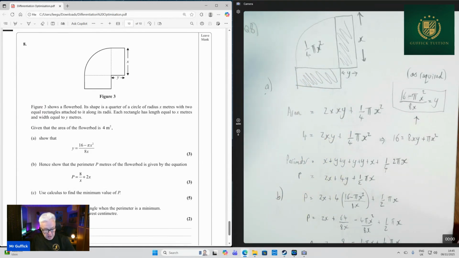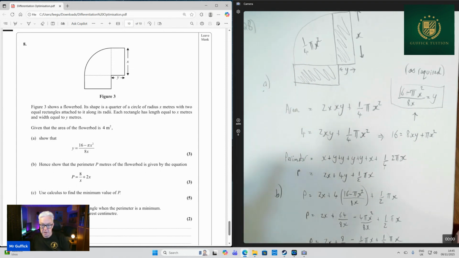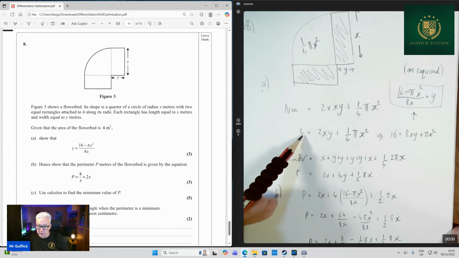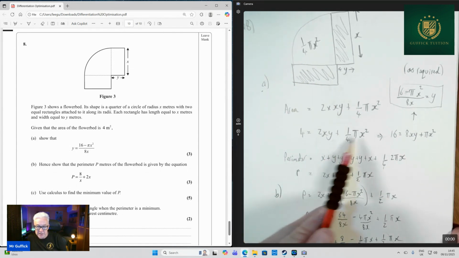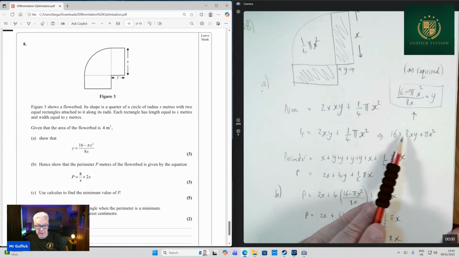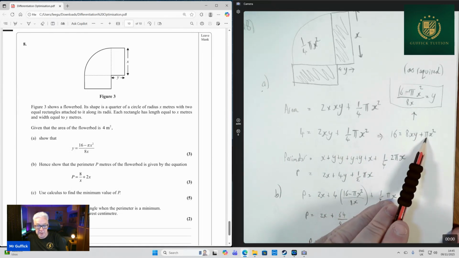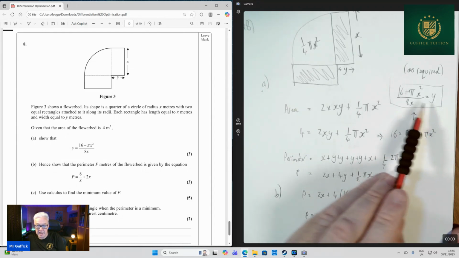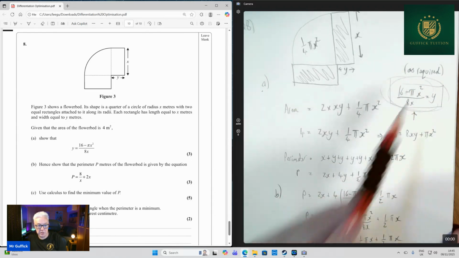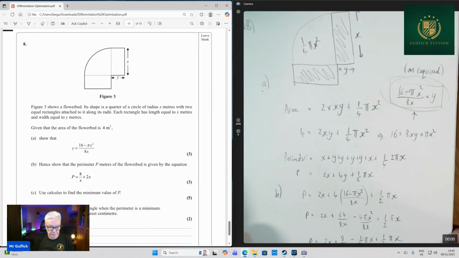Okay. And then for part A, we've got to just rearrange this to make y the subject. So what we do here is I've just times everything by 4. So we get 16 is equal to 8xy plus pi x squared. And then from there, I have subtracted pi x squared and divided by 8x. And we get the expression that they were after in part A.